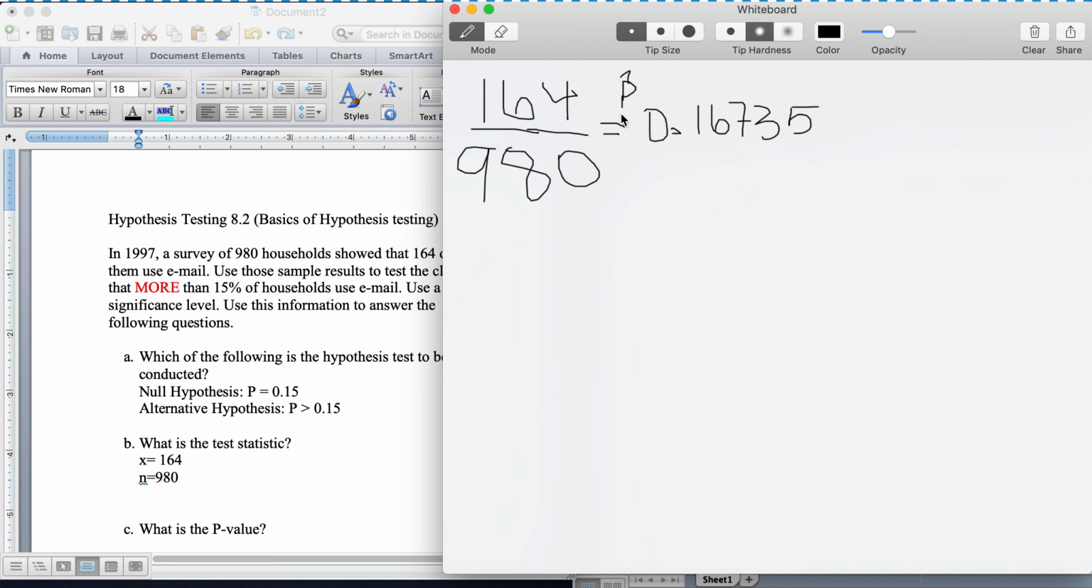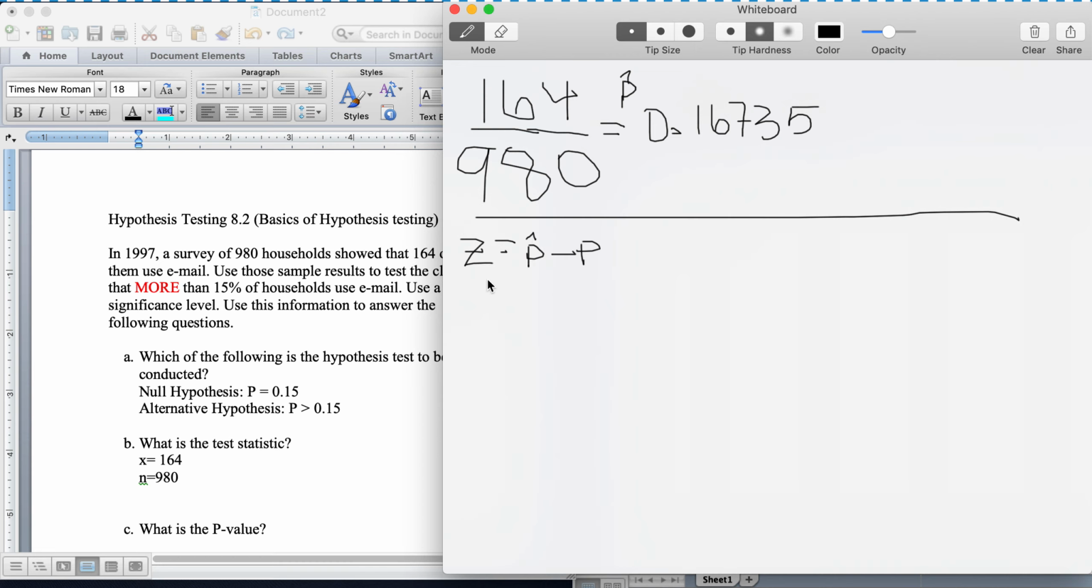to be able to find the test statistic, we are going to be using Z equals P hat minus P divided by the square root of P times 1 minus P, in parentheses, and then we divide that by N. So we have our P hat, we have our P, and then our N, we also have that, which is 980.